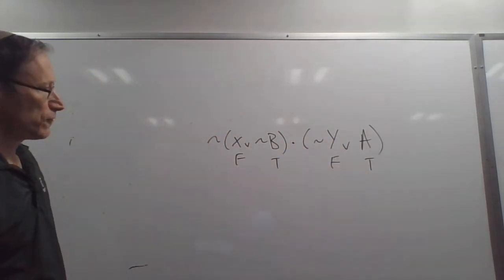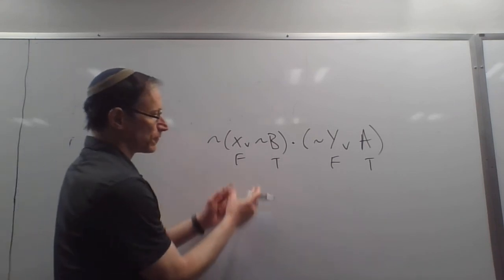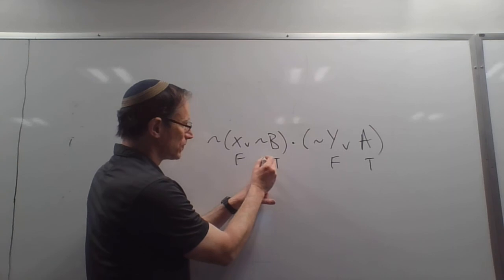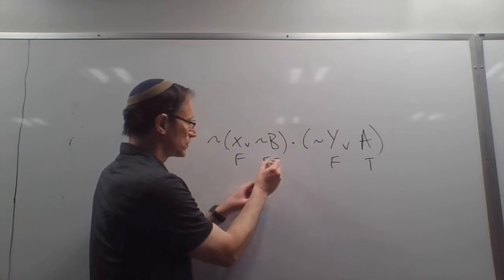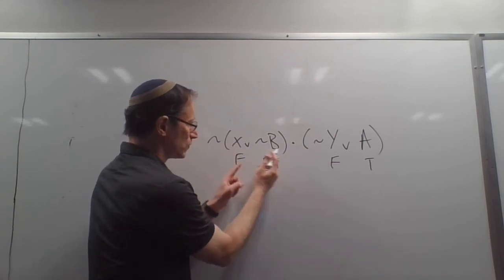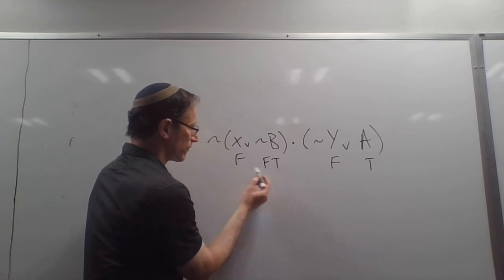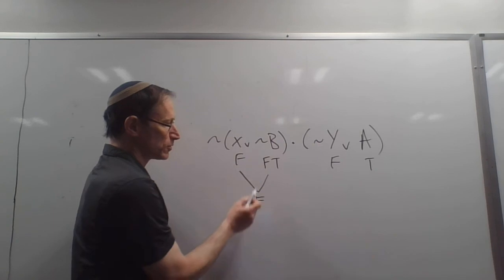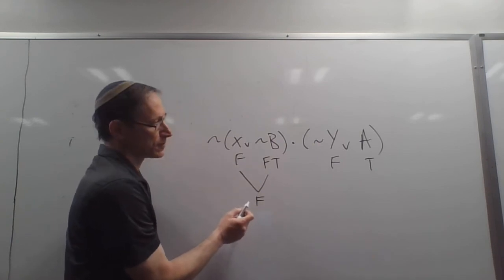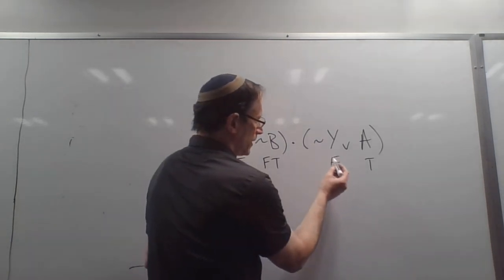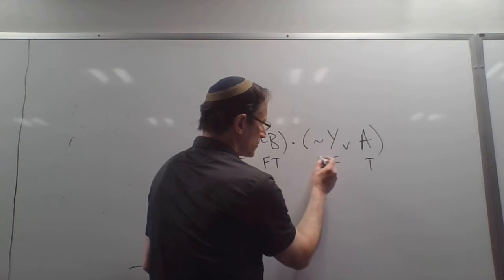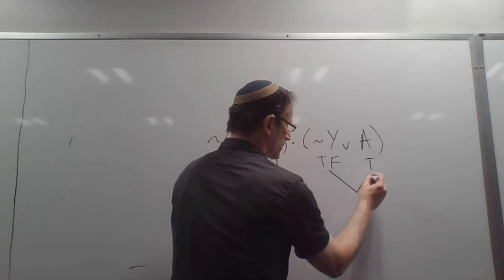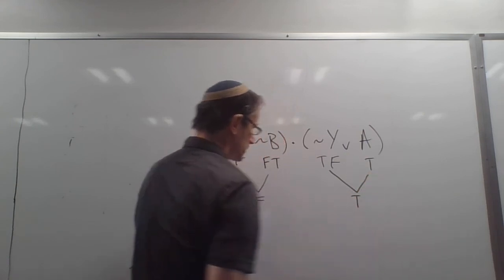Now, what should I do first? Well, again, I have to work from the simplest components outward. So let me do not B first. So not B is false. And then X wedge not B is going to be F wedge F. So this is going to be false because the value of the wedge is false when both are false. Here I need to do the tilde Y first. This is true, and now I'm looking at something that's true, wedge something that's true, which is going to be true.